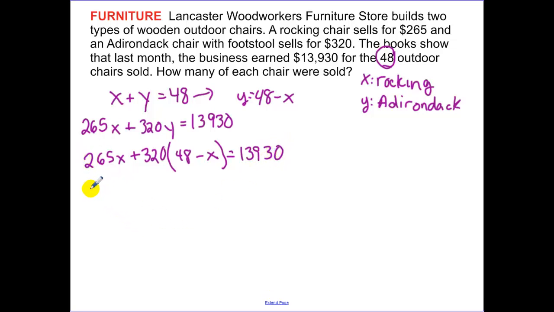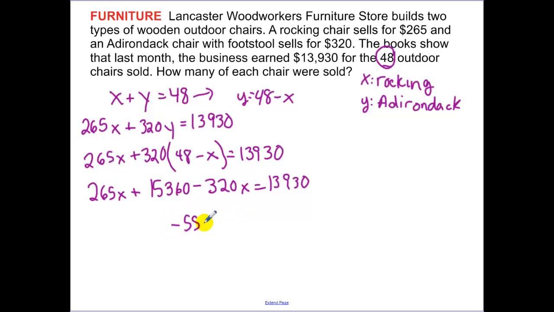All right, and now it's just a matter of going through and solving. And with these big of numbers, I would let you guys have your calculator just so you guys know. Combining the 265 and the 320, I get negative 55x. Equals, and then I'm going to subtract that 15,360 over to the other side and get negative 1430. Then I divide and I get x to be equal to 26. So we have 26 rocking chairs that we sold.